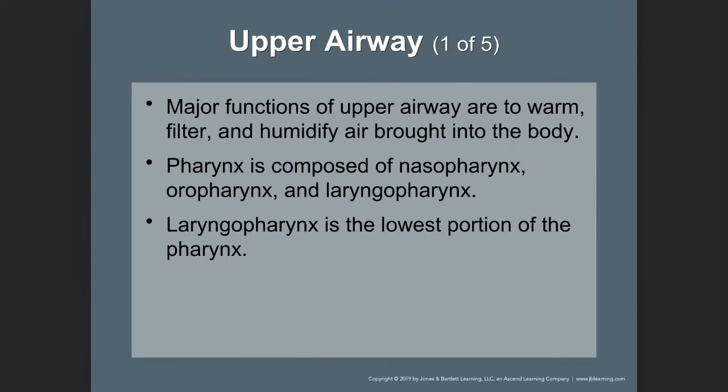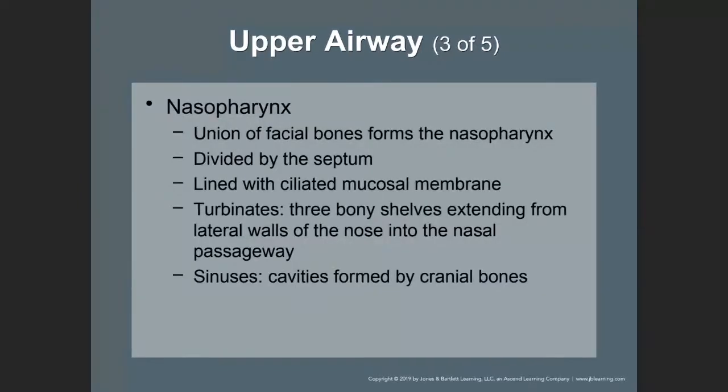The pharynx is composed of the nasopharynx, which is the posterior portion of the nose; the oropharynx, the posterior portion of the mouth; and the laryngopharynx, which is the posterior portion of the throat. The laryngopharynx is the lowest portion of the pharynx. The union of facial bones forms the nasopharynx, and it's divided by the septum and lined with ciliated mucosal membranes, which are present to trap particulate matter.